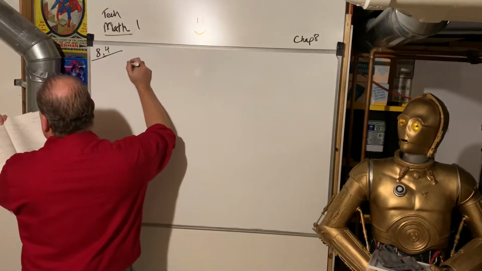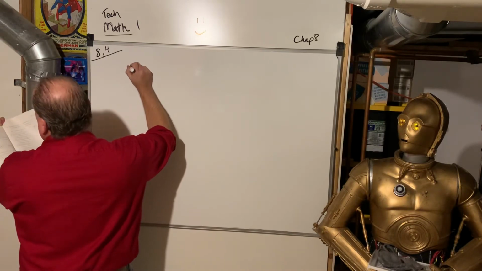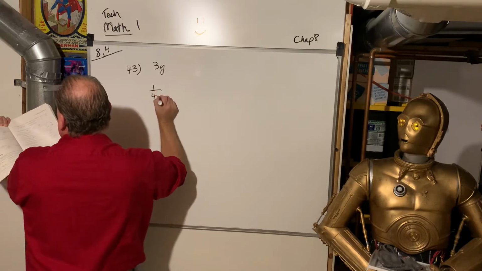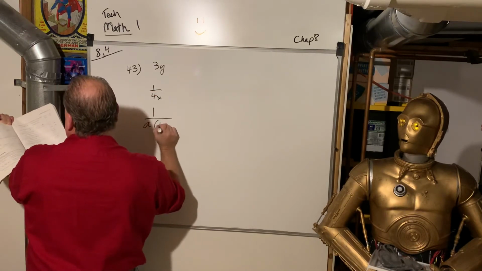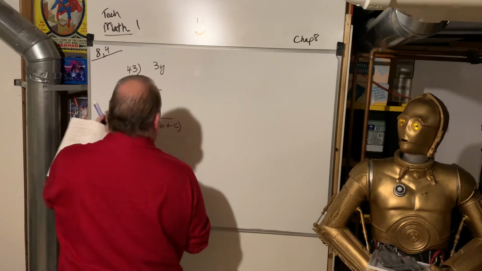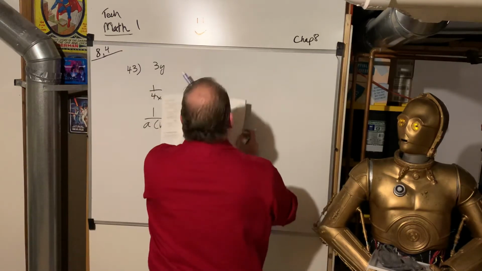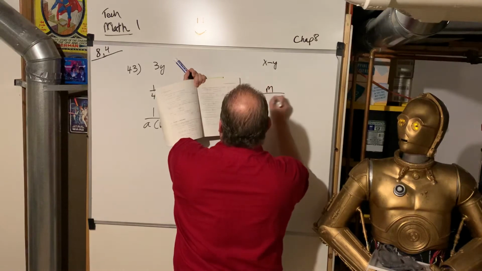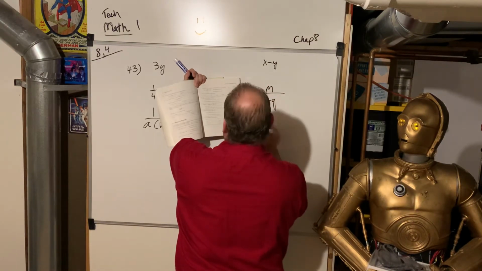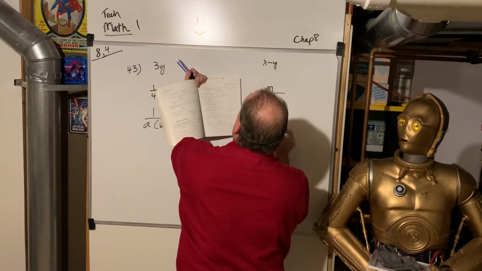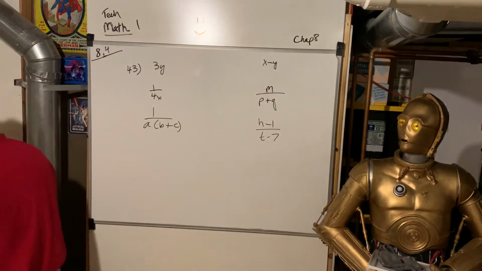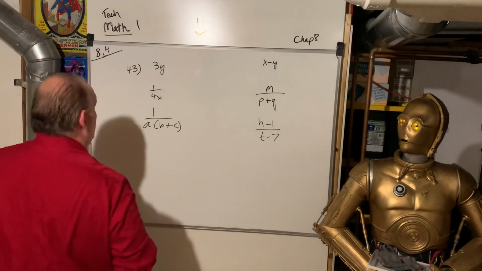Okay, so now we got 43. And it tells us to find the reciprocal of each one of these. And so let's do that, the reciprocal.